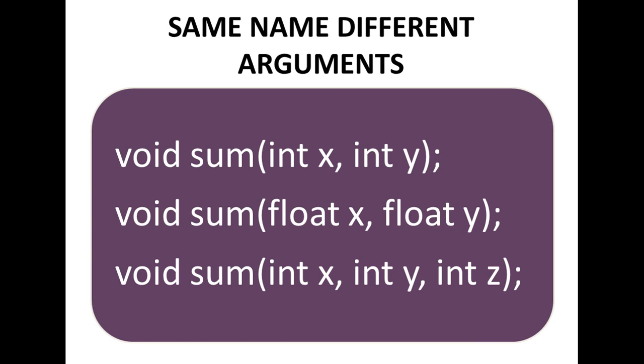In the first declaration, sum is using two variables of integer data type, and the second one is using two float data types. So the first and second are different in their data types. When coming to the third function, we could see that there are three variables of the integer data type, and the first and the third are different in the number of arguments. So while going for function overloading, the one main thing to consider is that either the number of arguments should be different or the data type of the arguments should be different.